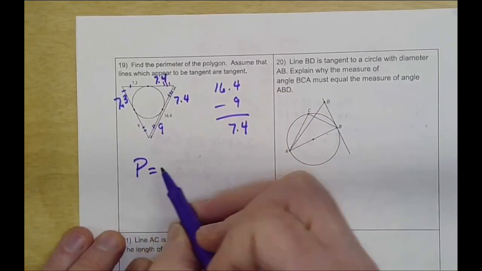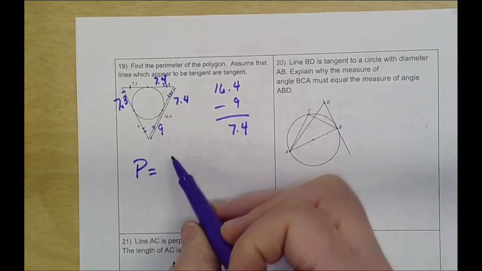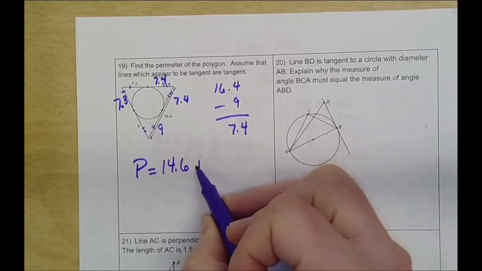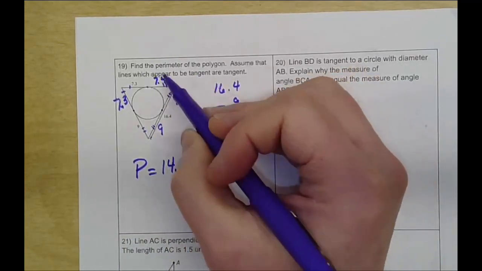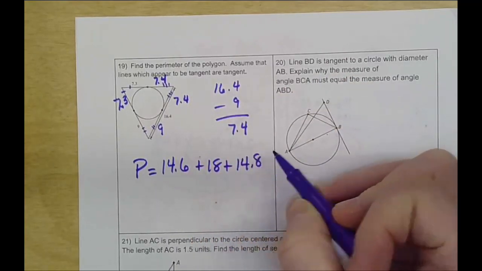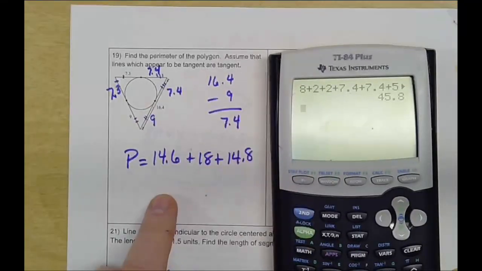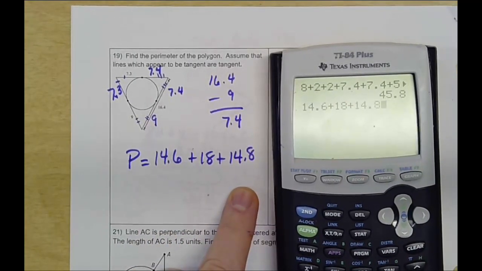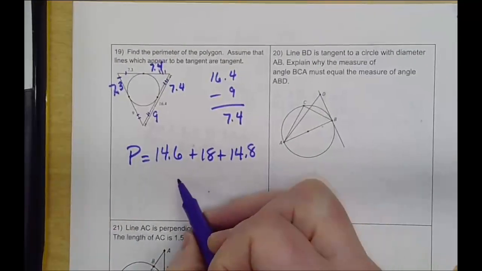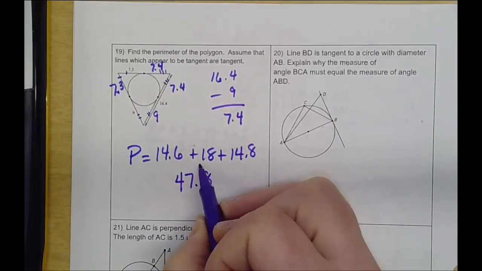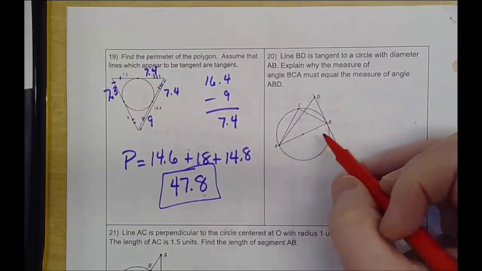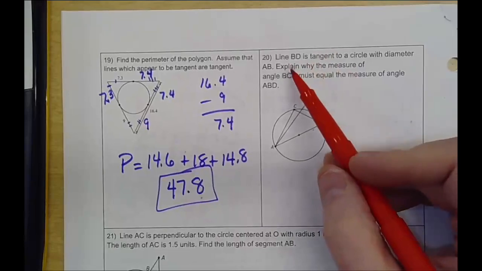Now find the perimeter, add them all up. So these two would be 14.6. These two would be 18. And these two would be 14.8. 14.6 plus 18 plus 14.8 is 47.4. A lot of tangent stuff today. A lot of tangent stuff. I'm thinking for my quiz, I'm going to make it some tangents, but I'm going to make it with some inscribed angles and central angles and stuff like that.